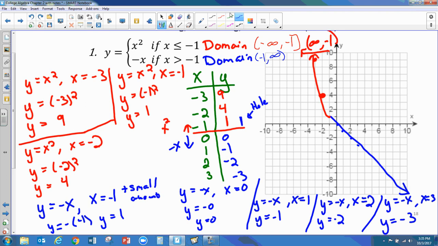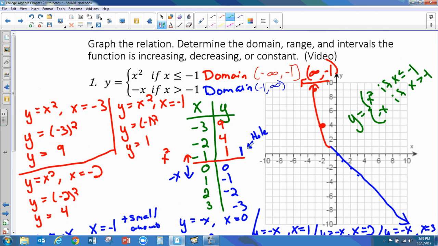Okay. And then I need to label this equation. So this one is y equals x squared if x is less than or equal to negative 1. It equals negative x if x is greater than negative 1. Both parts here. Okay, and there's my graph. So I had a hole here, but it happened to be the same spot. If this hole would have been 1 right here, I would have drawn a circle hole there. But we didn't need it because those two spots line up again.